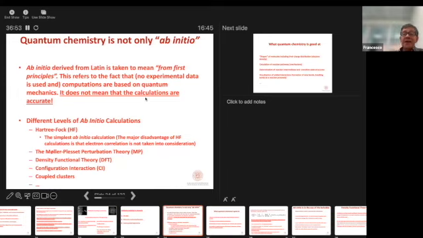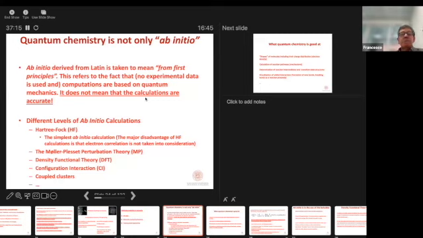So on the one hand, this does not mean at all that the calculations are accurate, not at all. The calculations can be off the mark by a very long shot. However, there are no experimental data. Is it true? Sort of, not quite, okay.